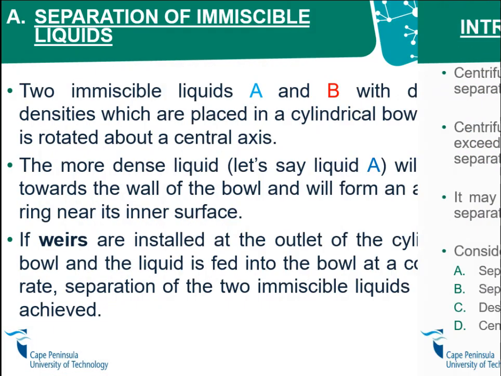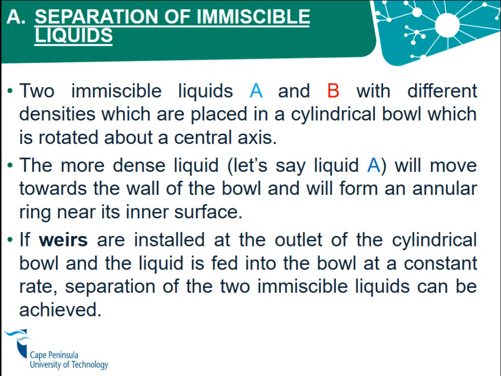So, if you visualize two immiscible liquids, it can be liquid A and B with different densities which are placed in a cylindrical bowl, and this bowl is rotated about the central axis. What will basically happen is that the more dense liquid, let's say for example liquid A, will move towards the wall of the bowl and will then form an annular ring on the inner surface. If we were to install what we call weirs or pipes at the outlet of the cylindrical bowl, the liquid can be fed into the bowl at a constant rate, and then the separation of the two immiscible liquids can be achieved. I know this is a lot of text, but let's look at it in terms of the diagram.